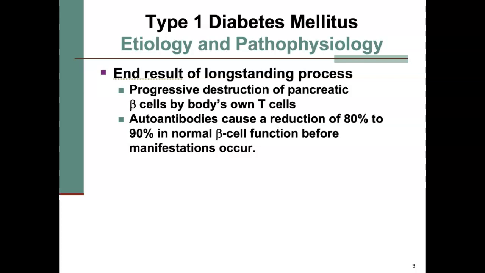Type 1 diabetes is a progressive destruction of the pancreatic B cells by the body's own T cells. And so it's an autoimmune disease. Autoantibodies cause a reduction of 80 to 90% in normal B cell function before manifestations occur. So people don't know that they have type 1 until almost 80 to 90% of the normal B cell function is destroyed.